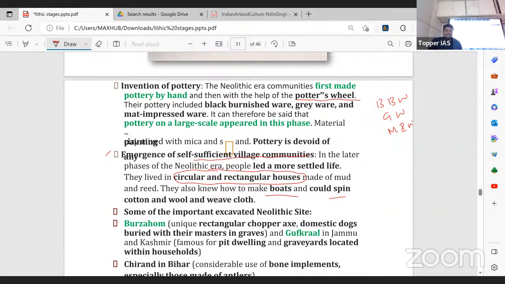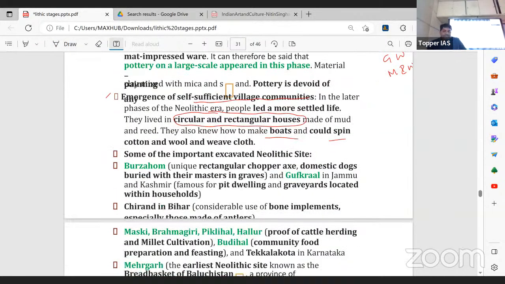Okay. Then the emergence of self-sufficient village communities, right? Which means they led a settled life. They lived in rectangular and circular houses, right, which were made of mud, and they could spin cotton, and they were aware of boat making also. Right. So some of the important Neolithic sites, right? So first of all, Burzahom.